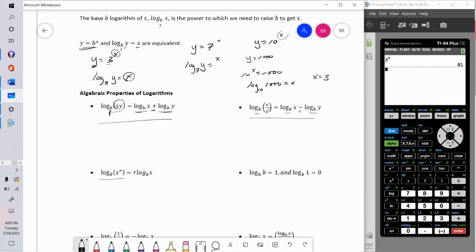This rule, the third rule, log base b of x to the r equals r log base b of x, is the rule that we're probably going to wind up using the most in this lesson. Rule 3 and rule 4 will get used the most.